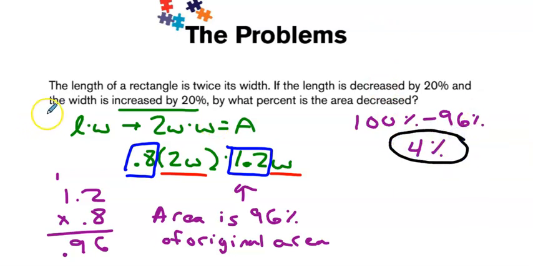So if you have any extra time, think about, does the length of the rectangle being twice the width matter in this problem? What if it was 3 times the width? Would the area still have decreased by 4%, or would it have been a different number? Things to think about.